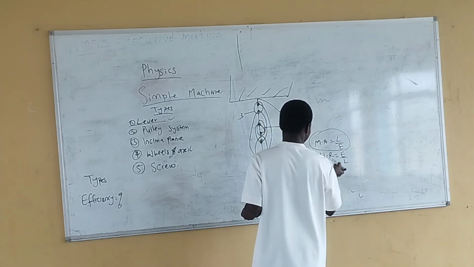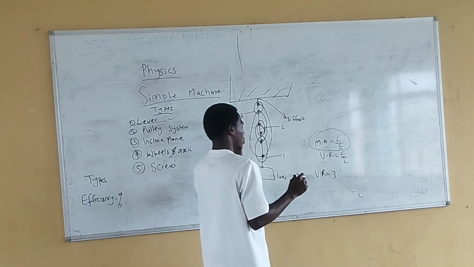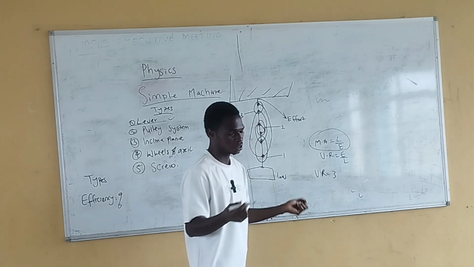They may give you only this part. They may even give you this part. And that's the find effort. Knowing that 1, 2, 3 is the velocity ratio, you just use it and put it there. Okay, that's just it.